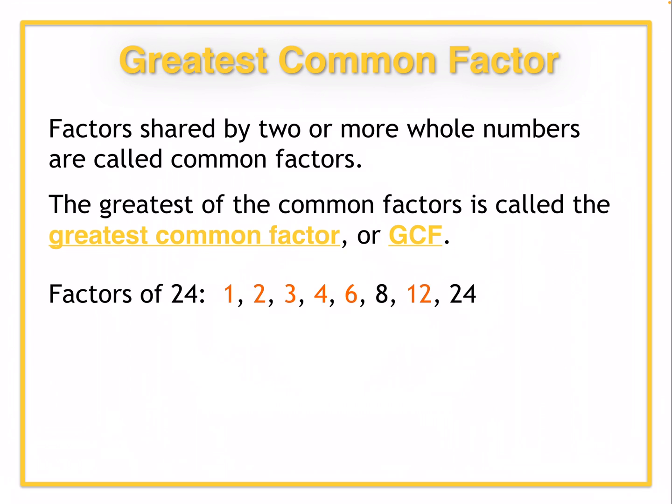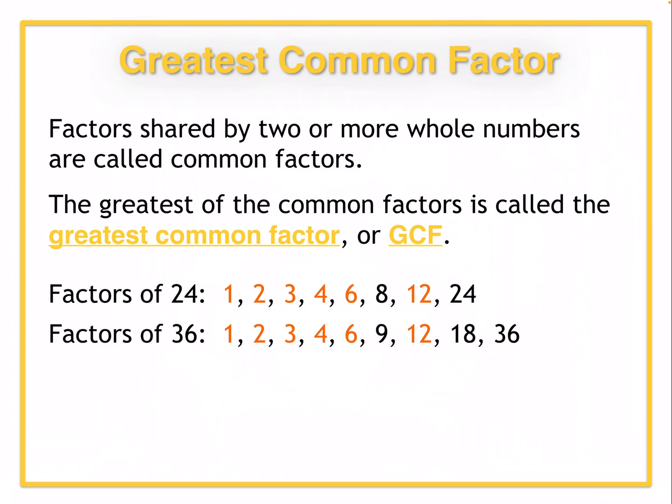So, for example, if we want to know the greatest common factor of 24 and 36, we have to list all the factors for 24, which are 1, 2, 3, 4, 6, 8, 12, and 24. And the factors for 36 are 1, 2, 3, 4, 6, 9, 12, 18, and 36.